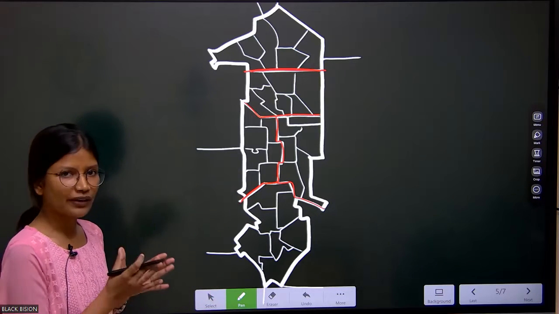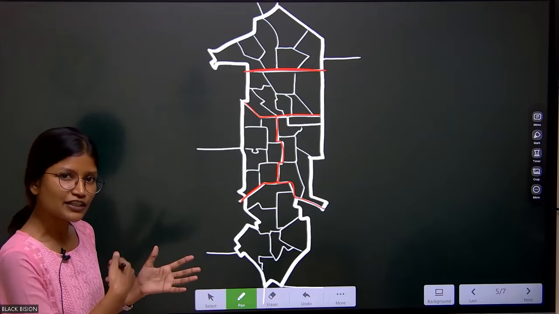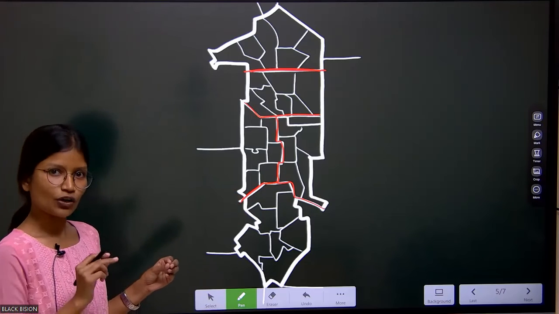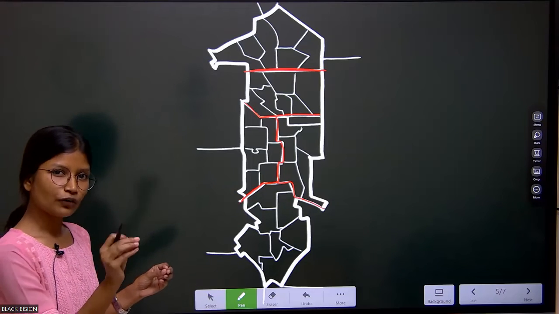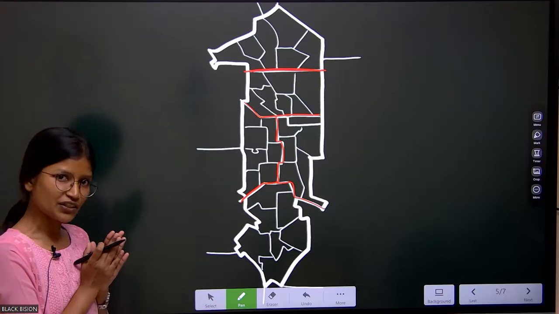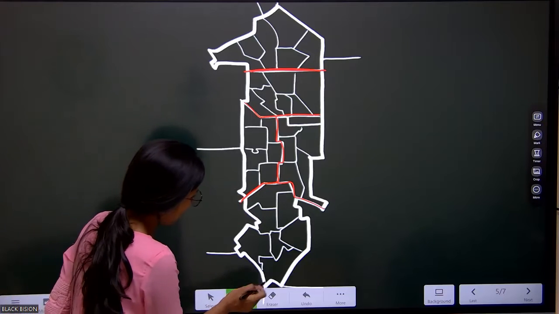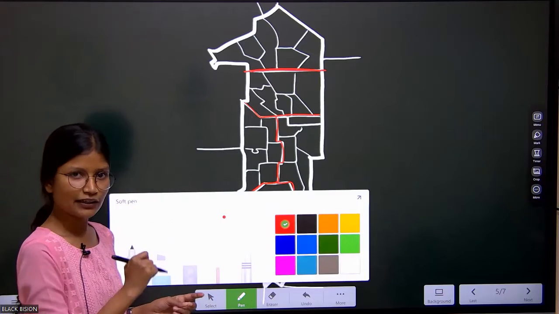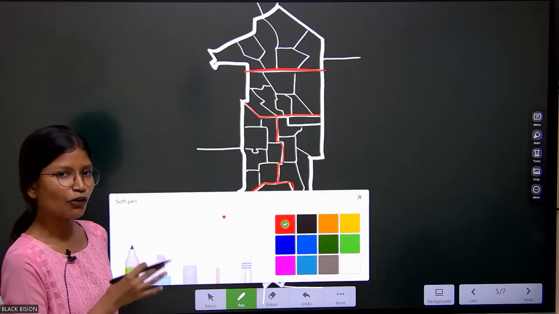Now let us count how many districts we have which are surrounded by the districts of Chhattisgarh only, and no other state, or any area of other states, touching these districts. Fine. Okay. Now I will highlight the districts as well and write down the number also. You should also count with me.